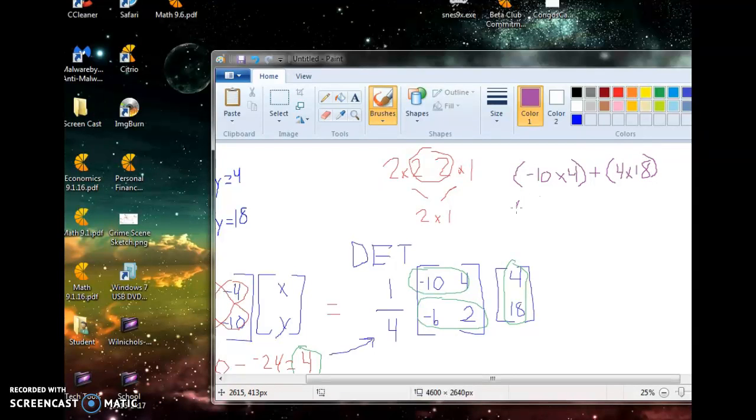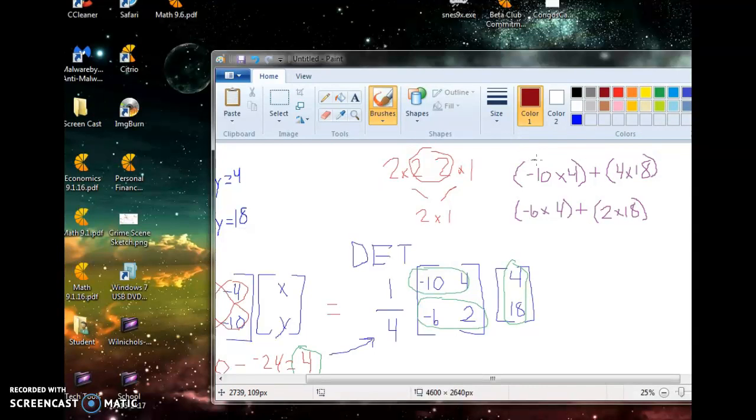And the second row would be negative 6 times 4 plus, in parentheses, 2 times 18. So now we're going to go ahead and get the answers for these.